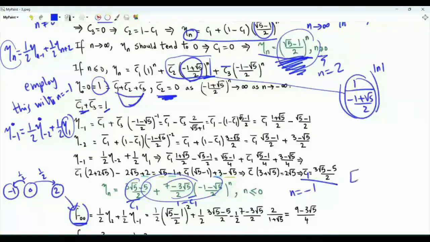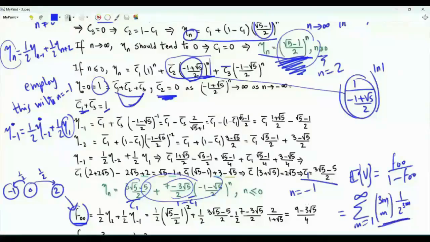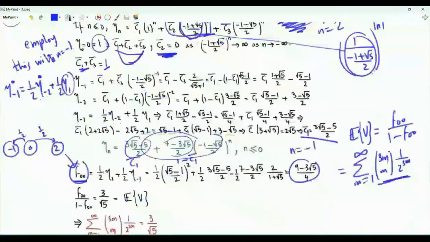Starting at the origin, the expected number of visits to the origin is F00 over 1 minus F00, and this is the summation of interest. This summation is this number divided by 1 minus this number. Doing the calculation, this is 3 over the square root of 5.